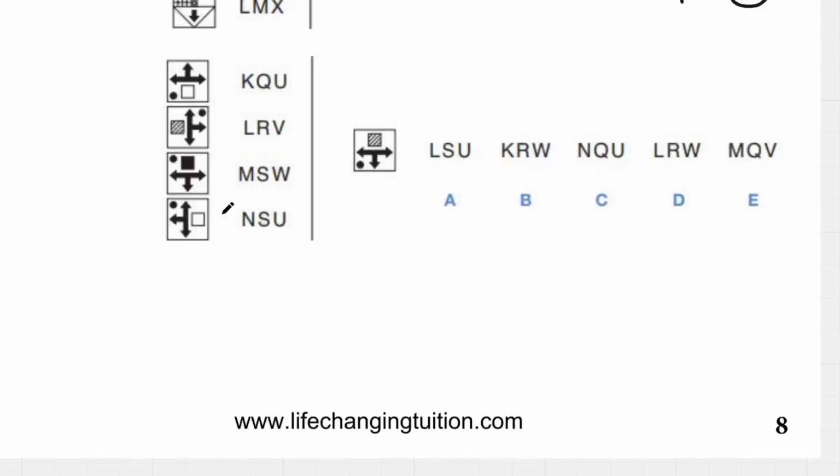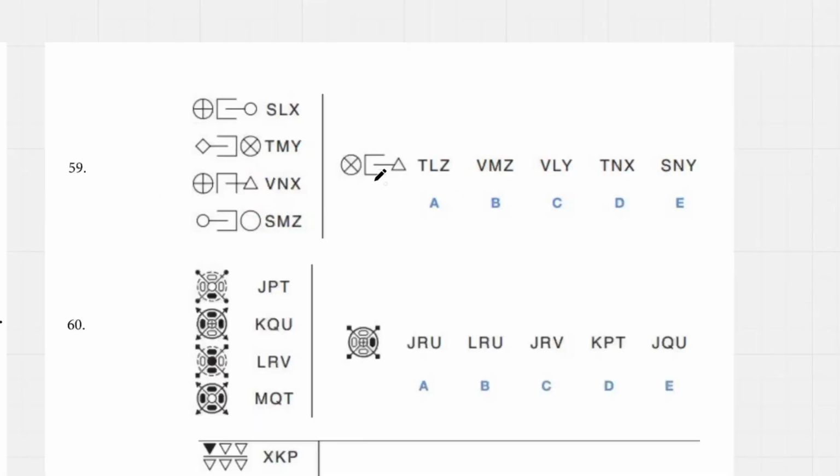Question number 58. We have U and U, which looks like this has a black square, and then these are different, so we can prove that to be right. So it's going to be V at the end because we have this box over here, therefore it's going to be E. And then question number 59, X and X are similar.